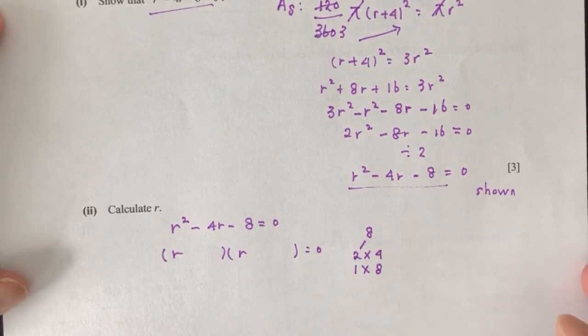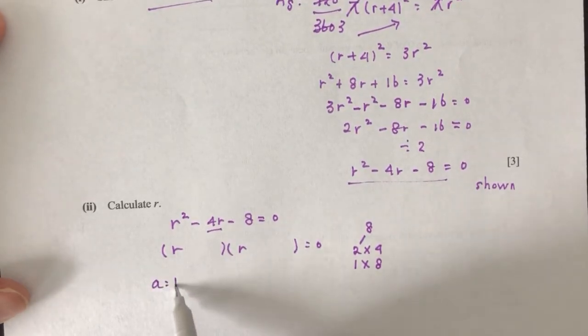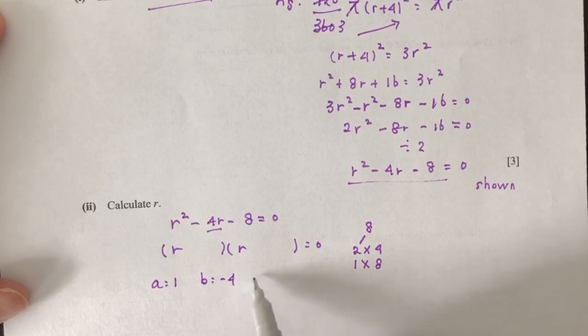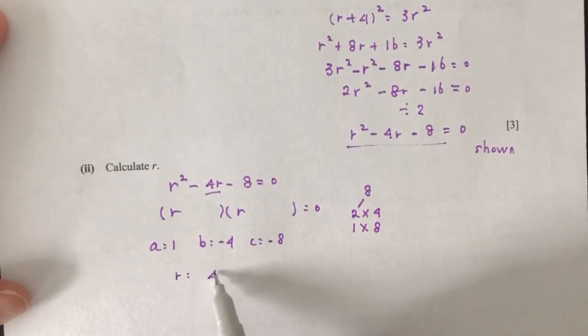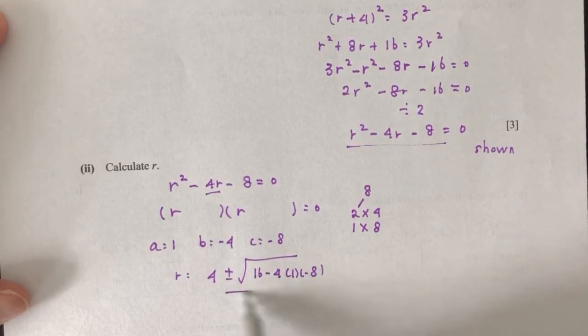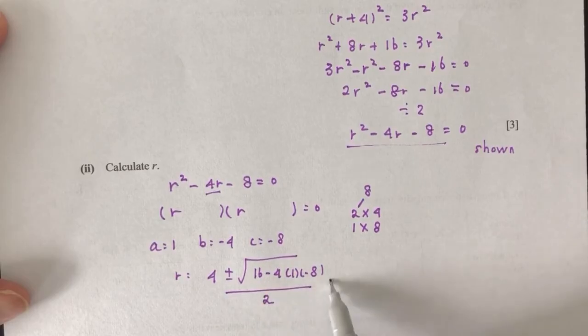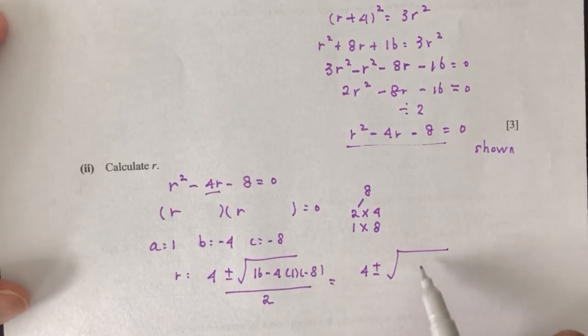As you can see, we cannot get 4, so we have to use a formula, where a equal to 1, b equal to minus 4, c equal to minus 8. So r is equal to minus b plus minus the square root of b squared minus 4ac, divided by 2 times a. This will be 4 plus minus the square root of 16 plus 32, that will be 48, divided by 2.